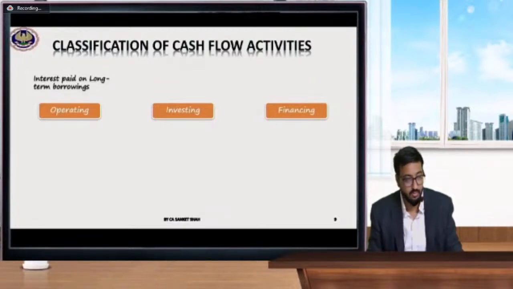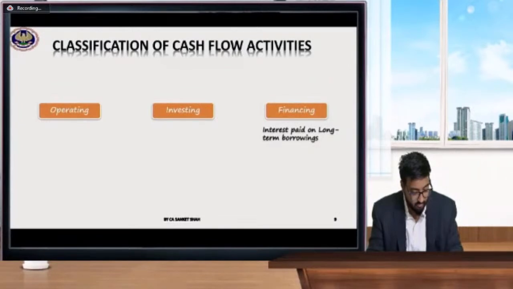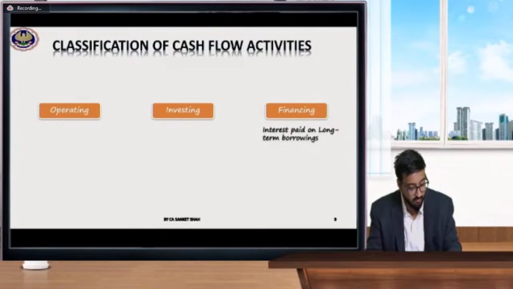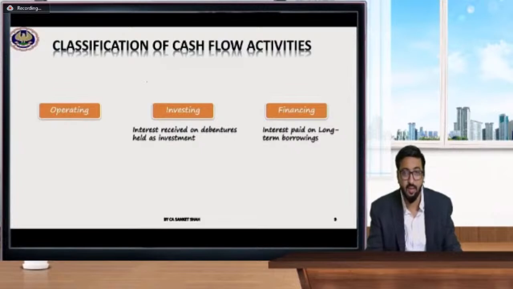See the root. It's a financing activity. Interest paid, long-term borrowings is finance. Mohit Chaudhary answered wrongly. Second by Poonam Sharma, financing. Very good, Poonam ji. Hitesh Jain, very good, financing. Interest received on debentures held as investment. Investing. Don't write the answer when I am telling it, give the answer then also.